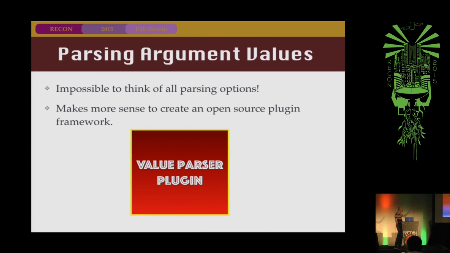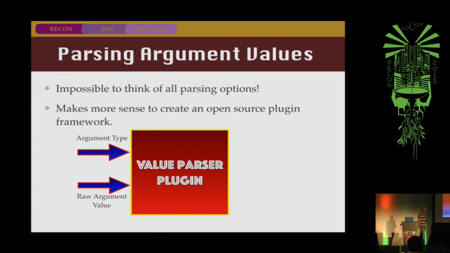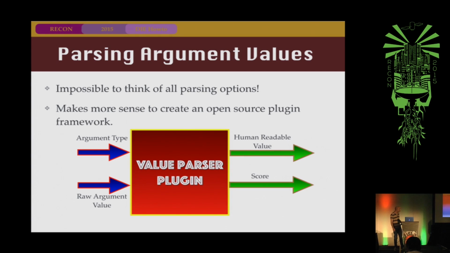You make up your parsing logic here, and your value parser gets two input arguments. One will be the argument type, and the other will be the actual value. Now, remember that this is actually running in runtime, so this has actual access to all memory at the point of execution. So the output will be some kind of human readable value, and you decide what is a human readable value, and some kind of score. And I'll get to the score in a second.